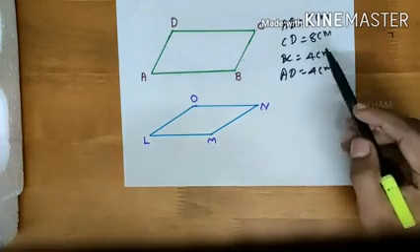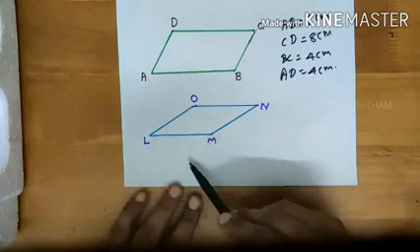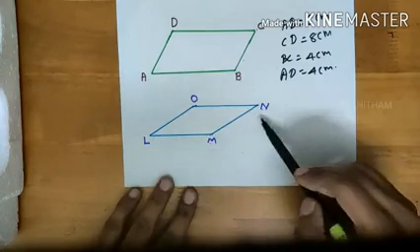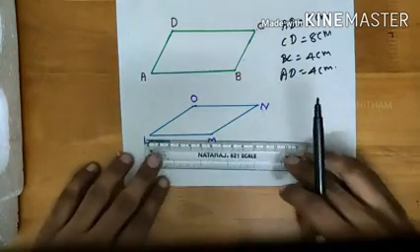Now look at the speciality of the sides. We can measure the sides of the second parallelogram, that is LMNO. I am measuring this side LM.